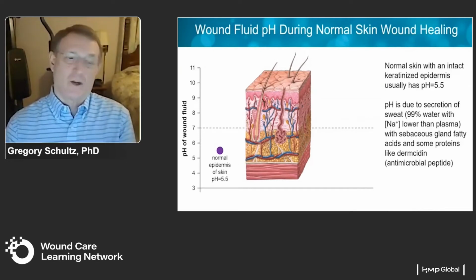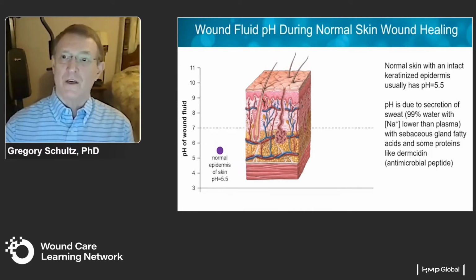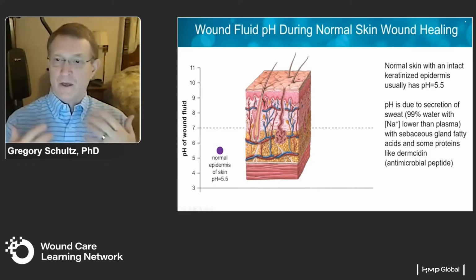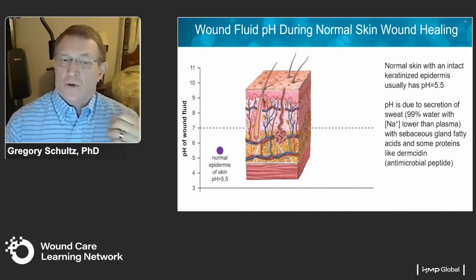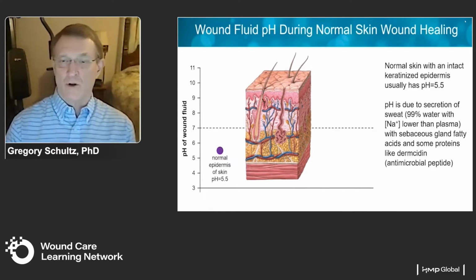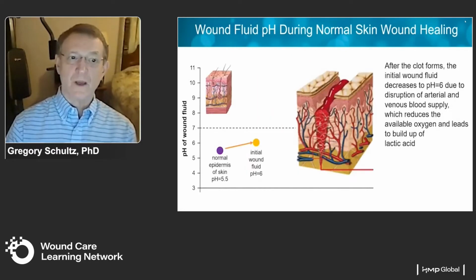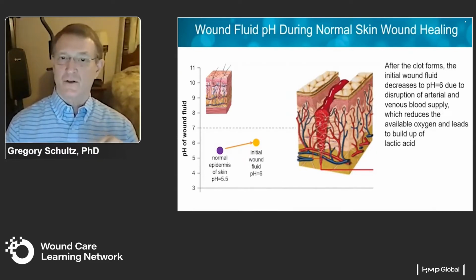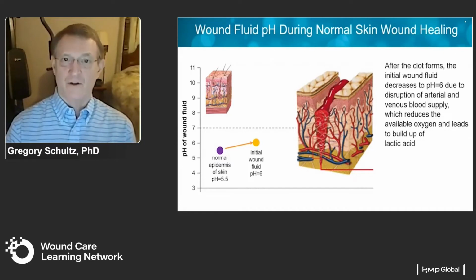Now, real quickly, normal skin, when we look at the epidermis, is about 5.5, and this is due to a number of factors, including the keratinized epidermis that is able to produce the fatty acids that are helping to lower the pH and also to provide an environment for some of the normal antimicrobial proteins that our body makes to control bacteria on the surface of the skin. When there's an initial wound, the fluid within the wound drops to about pH 6. This is due to the plasma and really reduces the available oxygen and leads to a slight buildup of acetic acid compared to the non-injured dermis, which is more around pH 7.